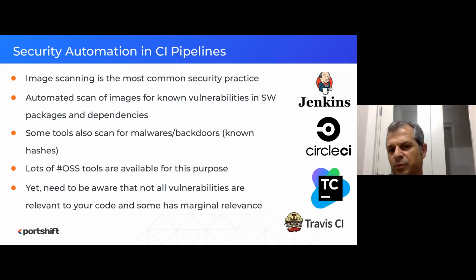Sometimes people even define policies, like on a certain threshold of vulnerabilities they want to fail the pipeline. They want to block the ability to create an image, and then developers will have to fix. Some just report, some just create a Jira ticket. There's lots of different options for what you do, but this is probably the most common practice.